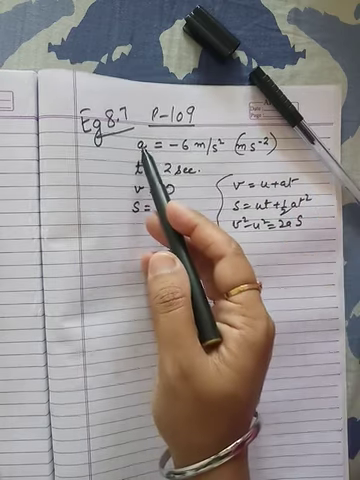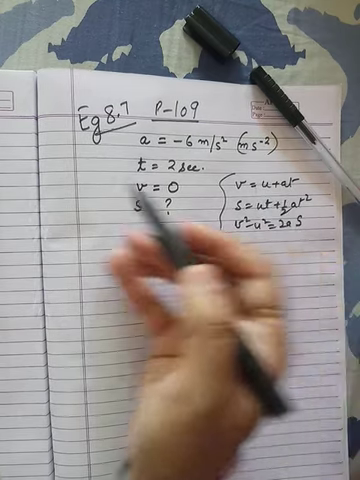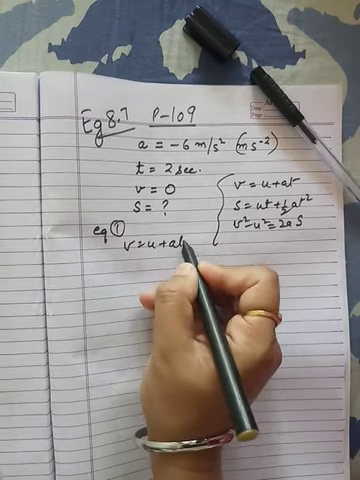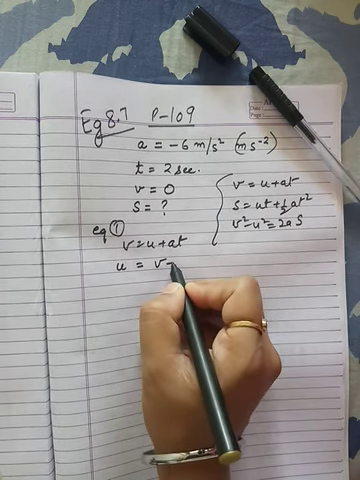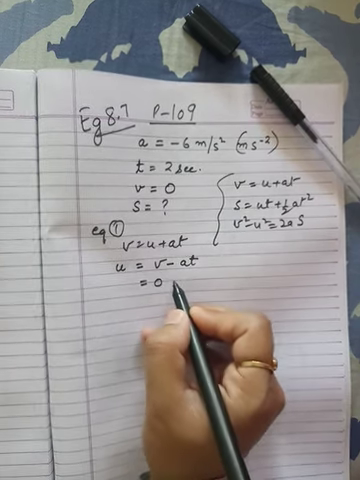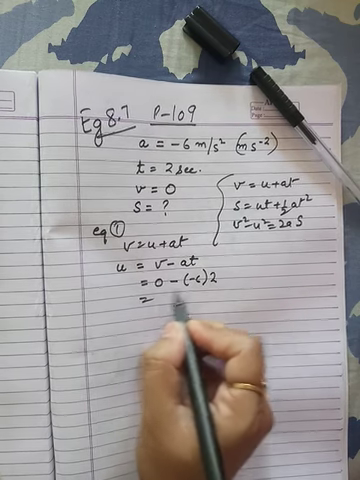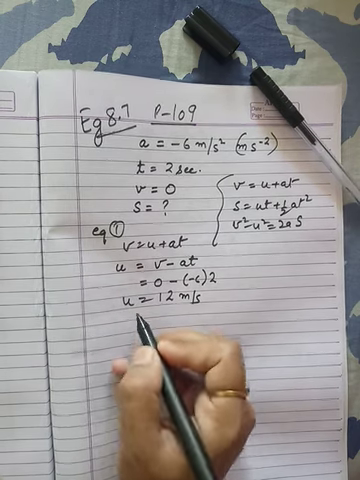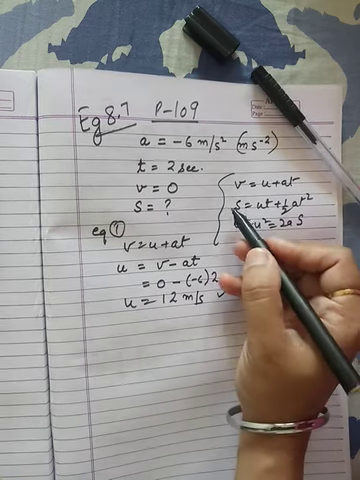How to find u? We have a, t and v. So here from equation 1, v equals u plus at, we can find the value of u. So u equals v minus at. So what is v? That is 0. Minus what is a? Minus 6. What is t? That is 2. So it becomes minus minus plus. That means 12 meter per second is the value of u. So using this we can now find out s.